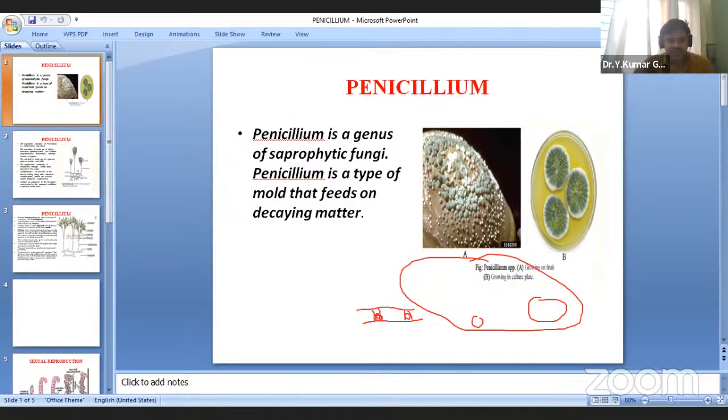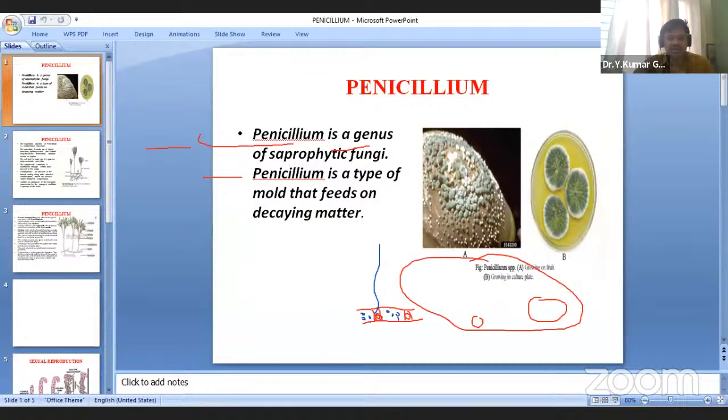So here it is given as highly branched, multinucleated and septate. So let's change the color. Within the mycelium, a number of nuclei are present; the blue dots are called nuclei. Many nuclei are present, and septa are also present. These thread-like structures are called hyphae. So the branches are called hyphae, which altogether form a mycelium.